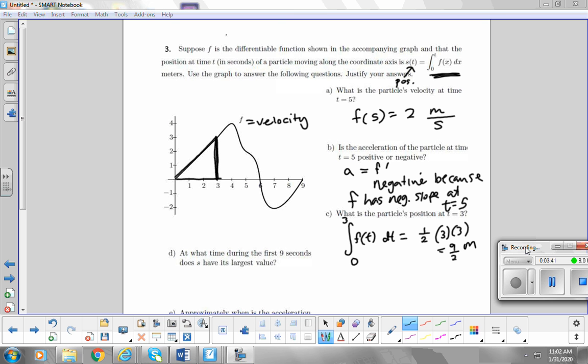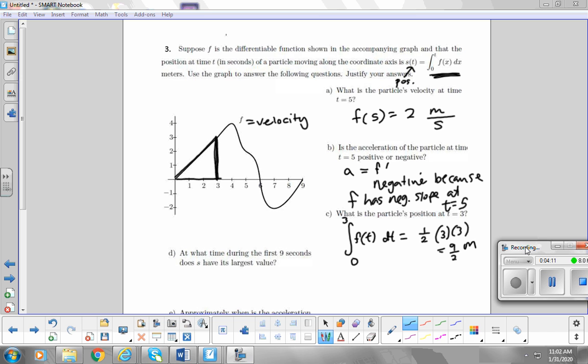At what time during the first 9 seconds does S have its largest value? Wherever the slope's the greatest. What is S representing again? Position. How do we find it? Integrate. So visually, what does that mean? Greatest area. The area under the curve.